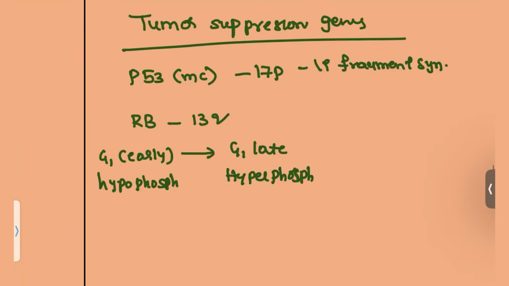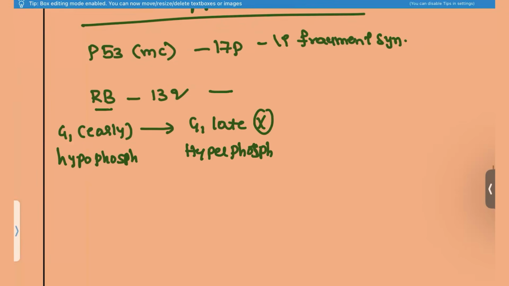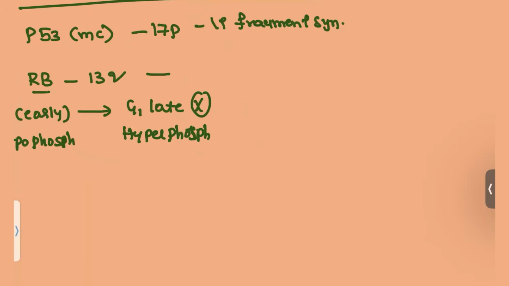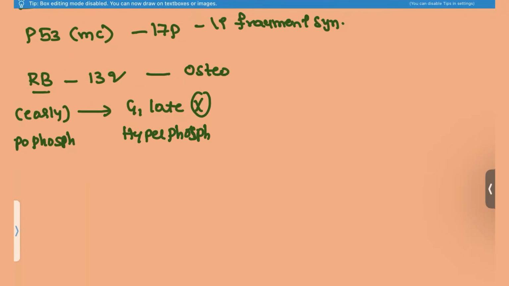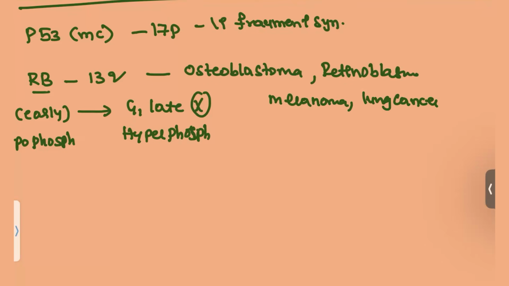So what happens when this gene is mutated? This phase is not going to happen. So this mutation will cause different types of carcinomas. What are those? Osteosarcoma and retinoblastoma, you all know. Along with that, there will be an increased chance of melanoma and lung cancers. These are present with the RB gene mutation.